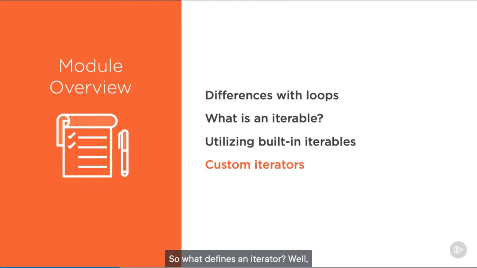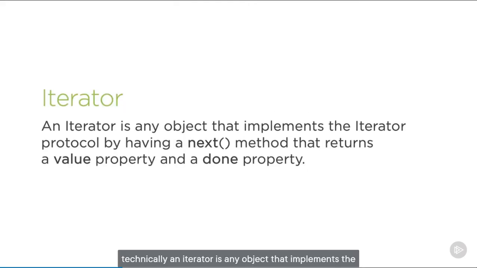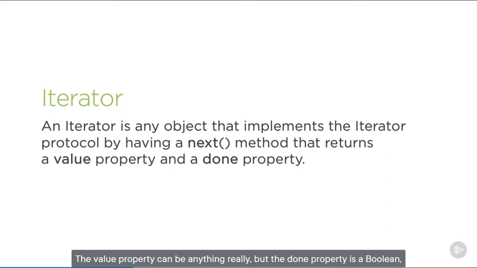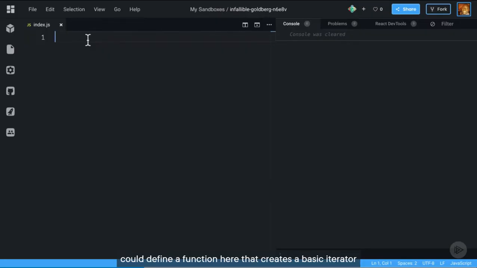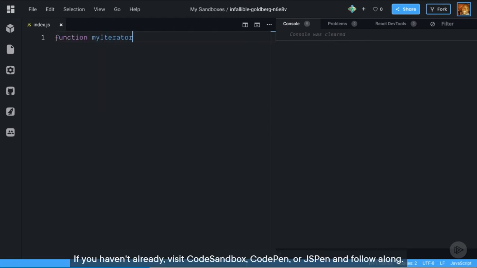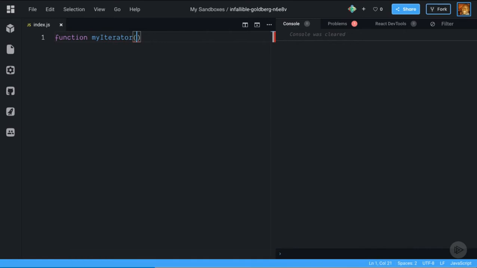So what defines an iterator? Well, technically, an iterator is any object that implements the iterator protocol by having a next method that returns a value property and a done property. The value property can be anything really, but the done property is a Boolean which resolves to false when the iteration should stop. I could define a function here that creates a basic iterator that will run until a value is reached. If you haven't already, visit Code Sandbox, CodePen, or JSPen and follow along. Feel free to pause this clip until you're ready.